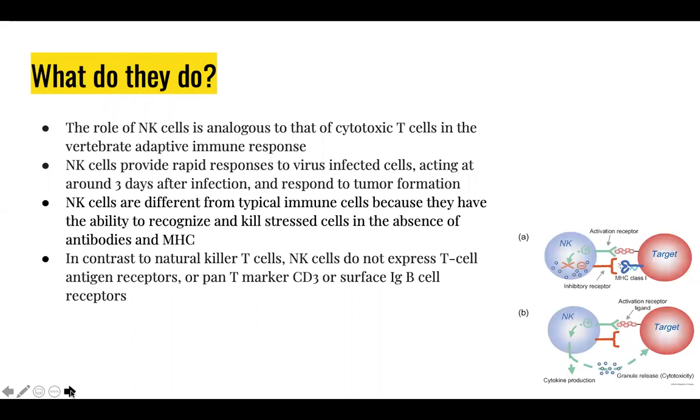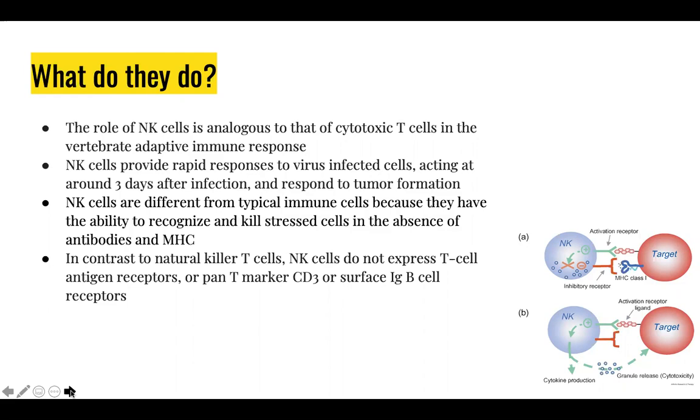What do they do? The role of an NK cell is analogous to that of cytotoxic T cells in the vertebrate adaptive immune response. NK cells provide a rapid response to virus-infected cells, attacking at around 3 days after infection, and respond to tumor formation. NK cells are different from typical immune cells because they have the ability to recognize and kill stressed cells in the absence of antibodies and MHC class 1.